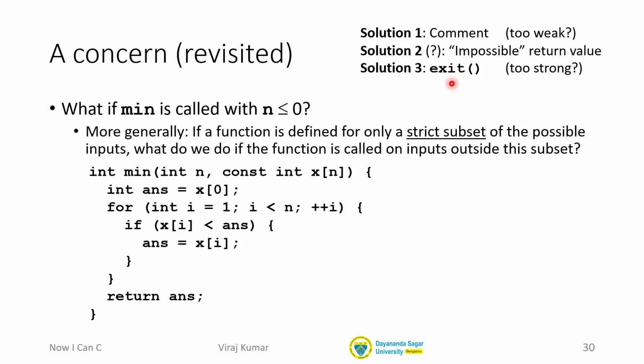Now, in this particular function, there is no value that is impossible, right? Because any integer could have been the minimum value sitting in this array. After all, this is an array of integers. So there is no illegal or impossible value that we could return that could signal to the caller that there was a problem with the input. So is there another possibility? And that's what we're going to consider next.